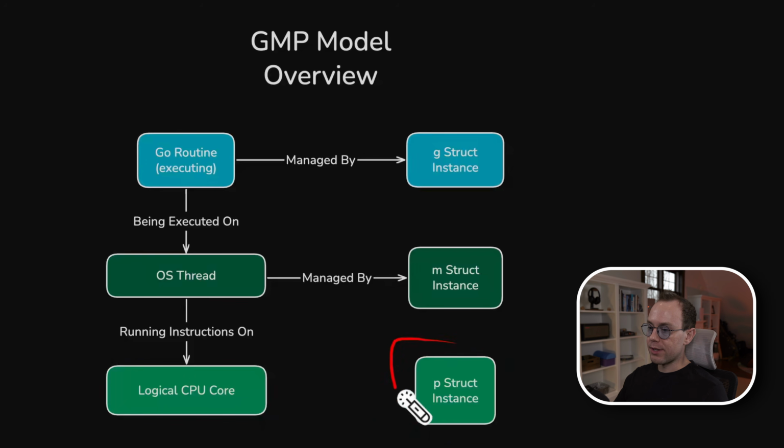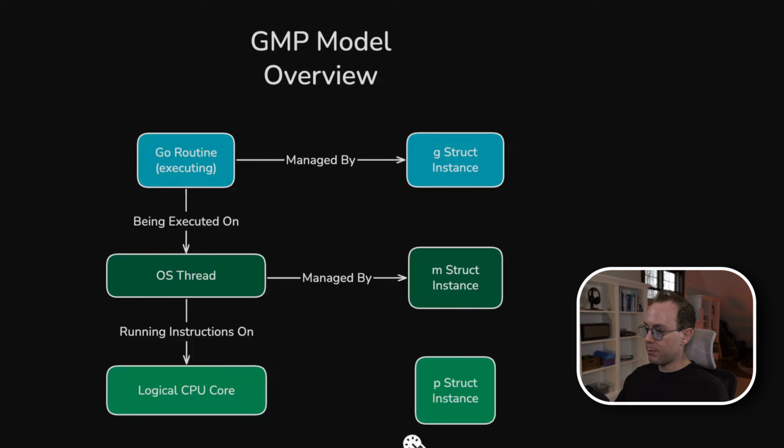The P struct instances do not represent CPU cores. What P does represent is the right for an OS thread, represented by M, to run a Go routine, represented by G. You can think of it kind of like a car key. If I have an M instance and that M instance has a Go routine that it wants to run, it needs the key to actually start that OS thread up and start running your Go routine. So in the runtime, a G struct and M struct pair is only allowed to actually execute the Go routine if it has an attached instance of a P struct.